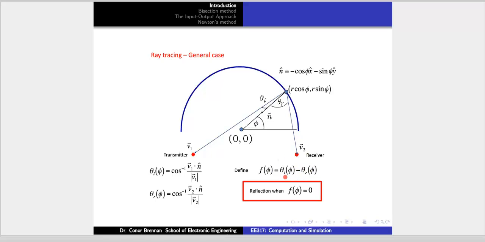And if we do that, where we've explicitly written down expressions for theta I and theta R here, you can do that. F is of use to us because a reflection will occur when f of phi is equal to 0. Because if we can find a value phi such that f of phi is equal to 0, it means the right-hand side here is equal to 0, which means that theta I is equal to theta R, which means the angle of incidence equals the angle of reflection, which means we found a reflection point.